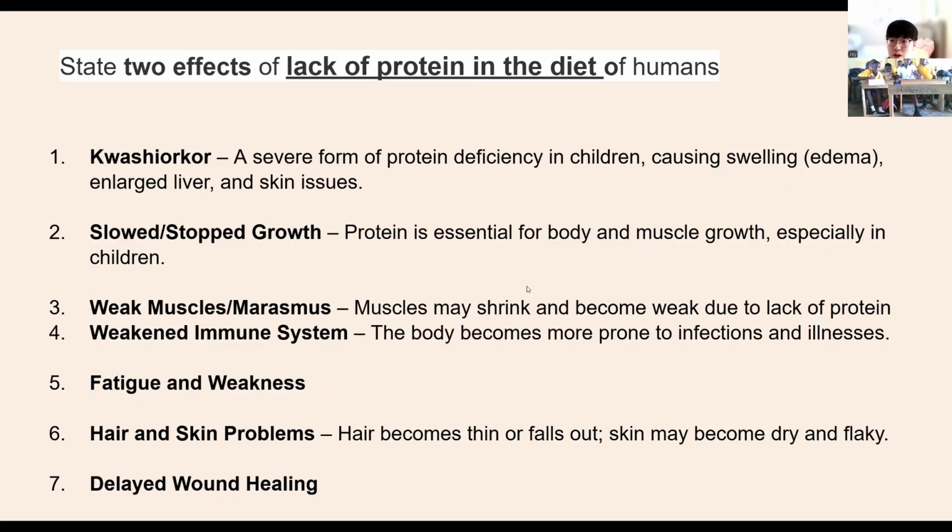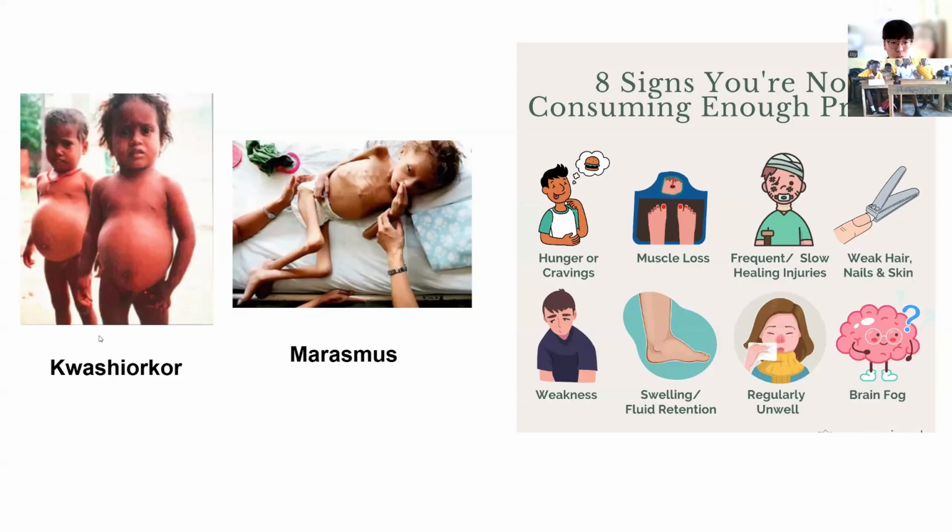But I just want to show you some pictures of what these symptoms look like. So kwashiorkor, you can notice that their stomach area is swollen. This is called edema. And then on the right is marasmus. And you can see that the muscles are shriveled and they look very, very thin. And both are caused by this lack of protein in our body. On the right here lists some symptoms, and we've already looked at most of these.